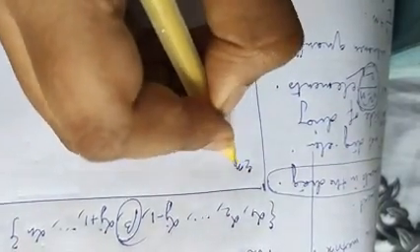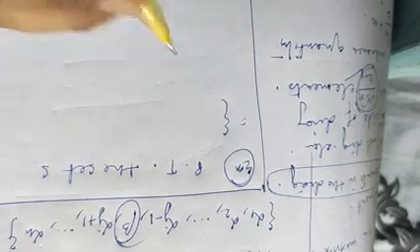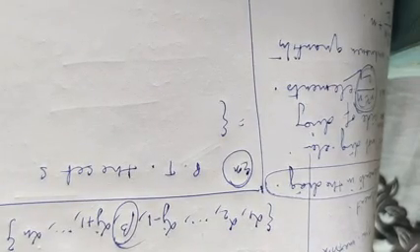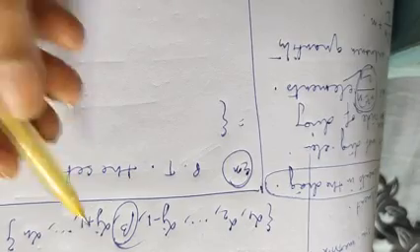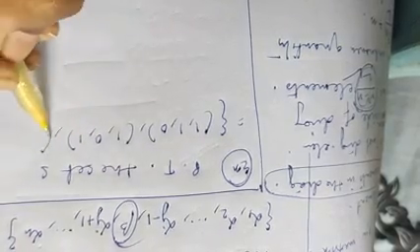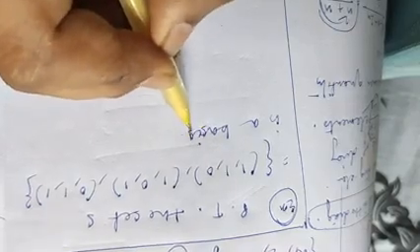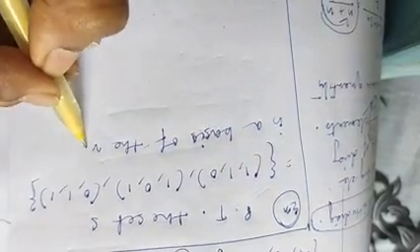Prove that the set S equals {110, 101, 011} is a basis of the vector space R cube.